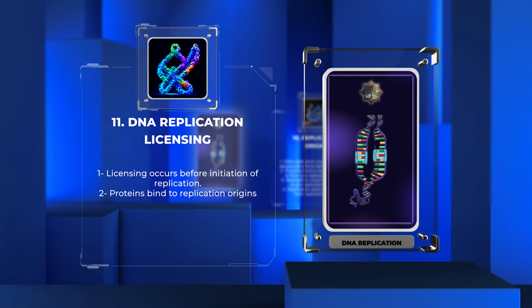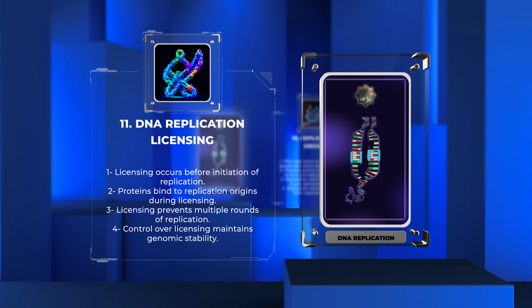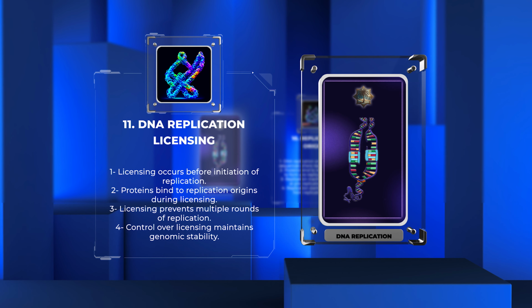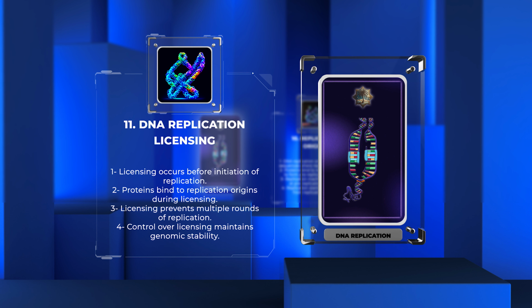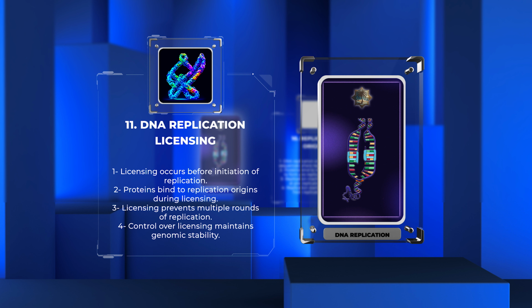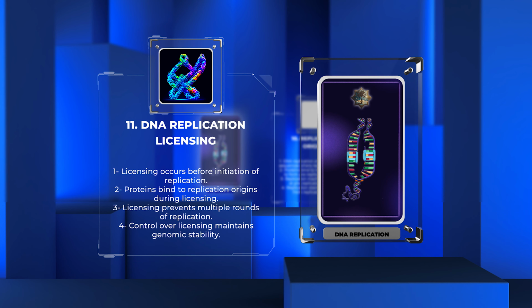To tightly regulate DNA replication, an essential process called licensing occurs before the initiation of each replication cycle. During licensing, proteins bind to DNA replication origins and mark them as available for replication. This licensing process prevents multiple rounds of replication from occurring at the same origin simultaneously, ensuring that each section of DNA is replicated only once per cell division cycle. Strict control over DNA replication licensing is vital for maintaining genomic stability.